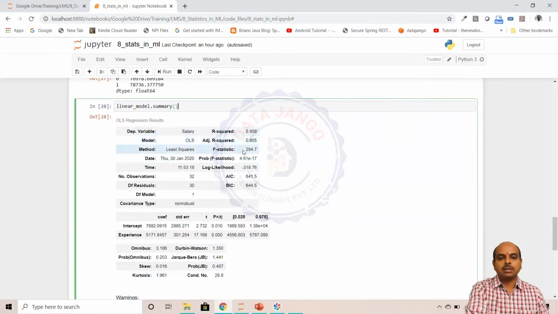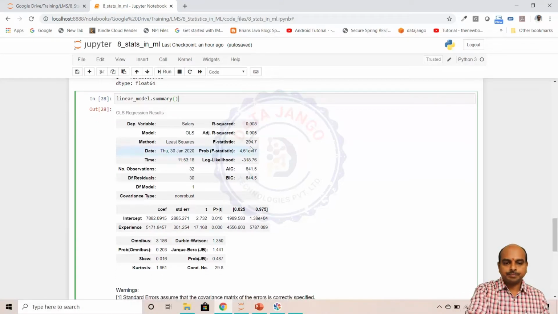But here the model is working good. It is giving 90% accuracy. That means 90% of the times it is predicting right, or when it is making a prediction, it is 90% of the actual value. And if the salary is 100, it may be predicting 90 or 110 or something like that.